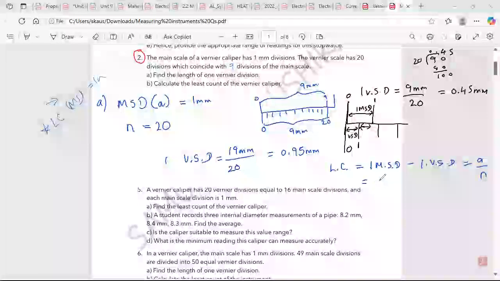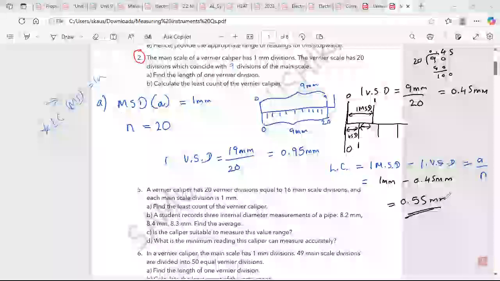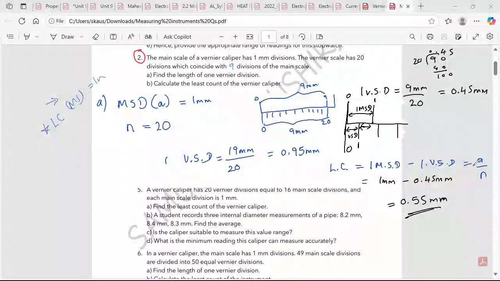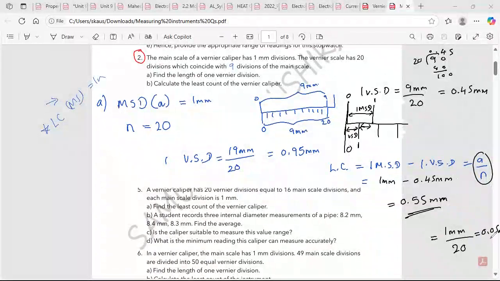So one main scale division is 1 millimeter. Yes, both of you have got it. One vernier scale division is 0.95 millimeters. So you get it as 0.05 millimeters, right? So if you apply A over N, just see, 1 millimeter is A, the main scale division, that doesn't change, and N is 20. You get 0.05, right? That's incorrect.